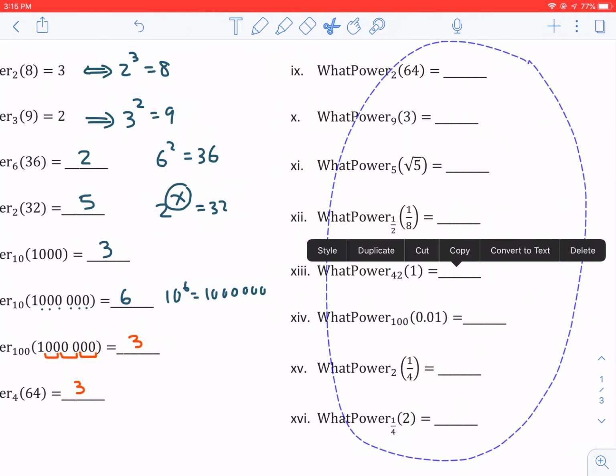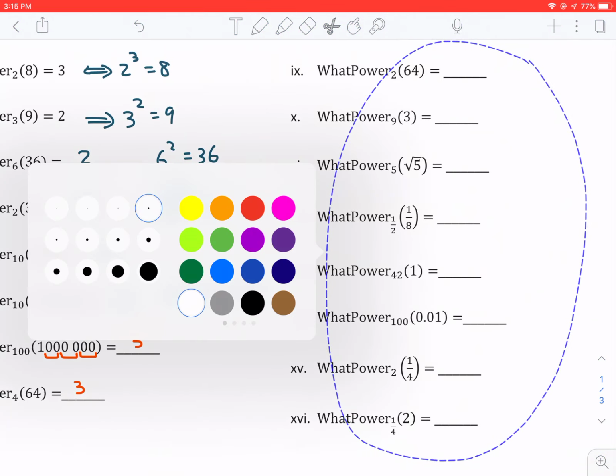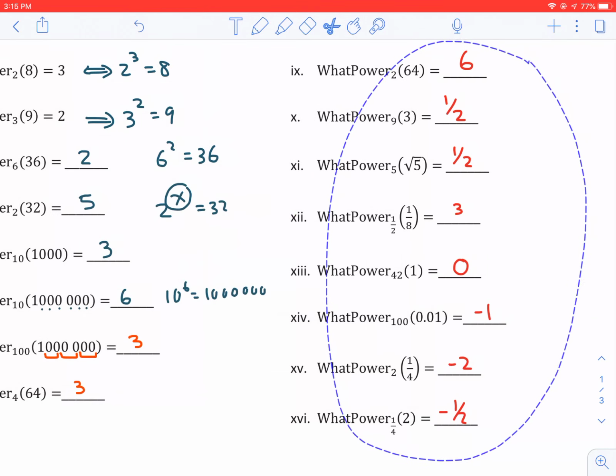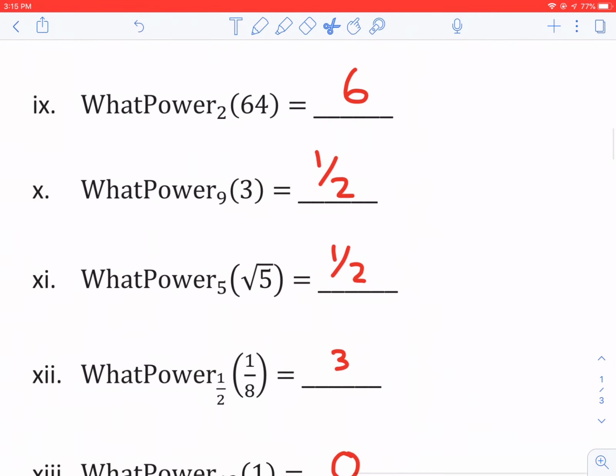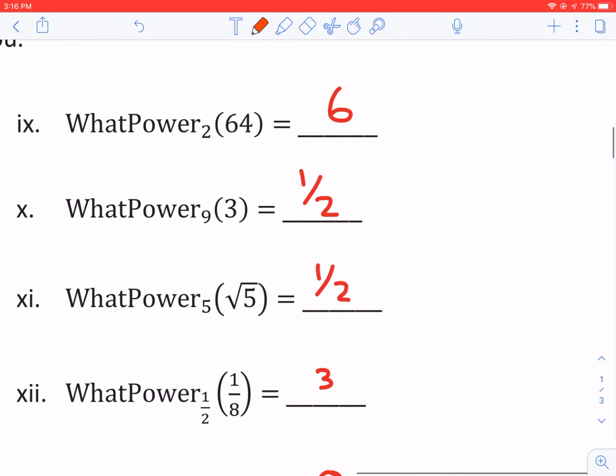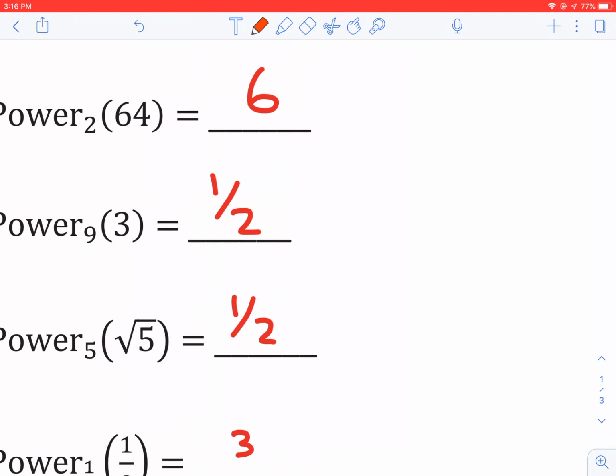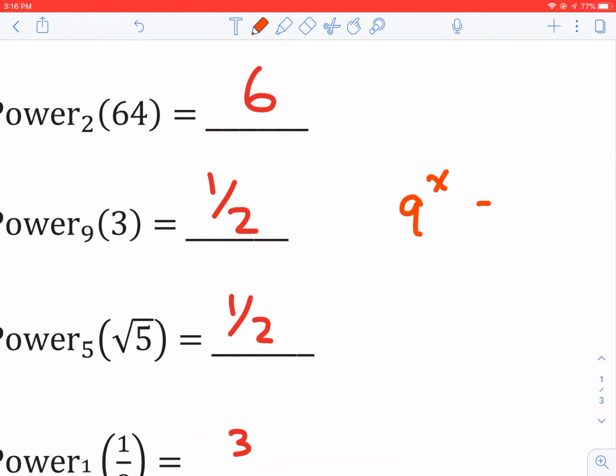All right, let's check. Hopefully you are getting 6, 1/2, 1/2, 3, 0, -1, -2, -1/2. So I will go over some of these. Example 10: 9 to the what power is 3? I'll use an x here. Well, we know the square root of 9 is 3, or 9 to the half is 3.